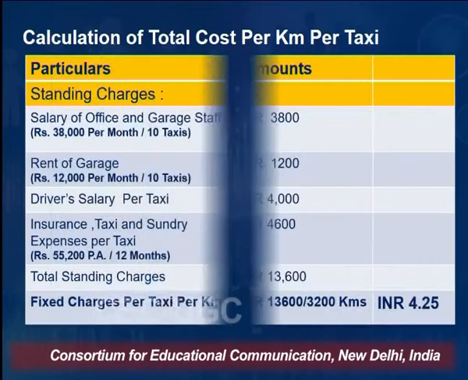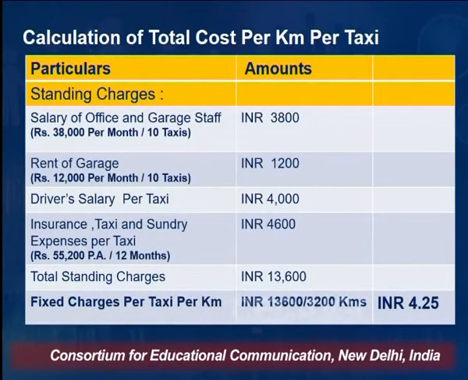Calculation of total cost per kilometer per taxi we are going to do now. We'll first start with the standing charges. Standing charges means the salary of office and garage staff. It is given to be 38,000 rupees per month. And since we have 10 taxis, we can calculate it for one taxi, because we are computing total cost per kilometer per taxi. So 38,000 per month divided by 10 taxis gives me the monthly cost of one taxi, which is 3,800 rupees.